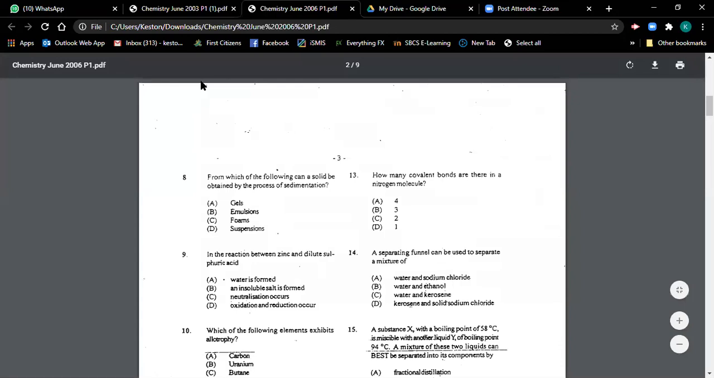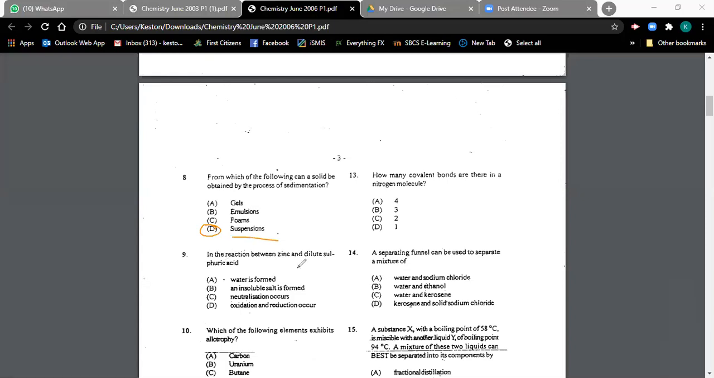8. From which of the following can a solid be obtained by the process of sedimentation? Yep, that's the suspension. Right, you allow it to settle and you get the sediments at the bottom. Very good. 9. In the reaction between zinc and dilute sulfuric acid, what happens? Metal and an acid. What happens when you react a metal and an acid? You get salt and water only. Correct, water is formed. Yeah?